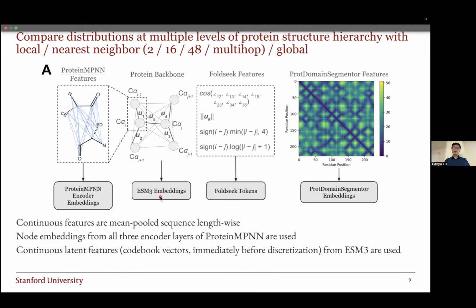The ESM3 embeddings are interesting because they use a vector quantized VAE. So what we do is take the continuous codebook vectors in the layer immediately prior to the discretization step. There's a finite number of codebook vectors that you can use for every residue that represents its strict local environment.